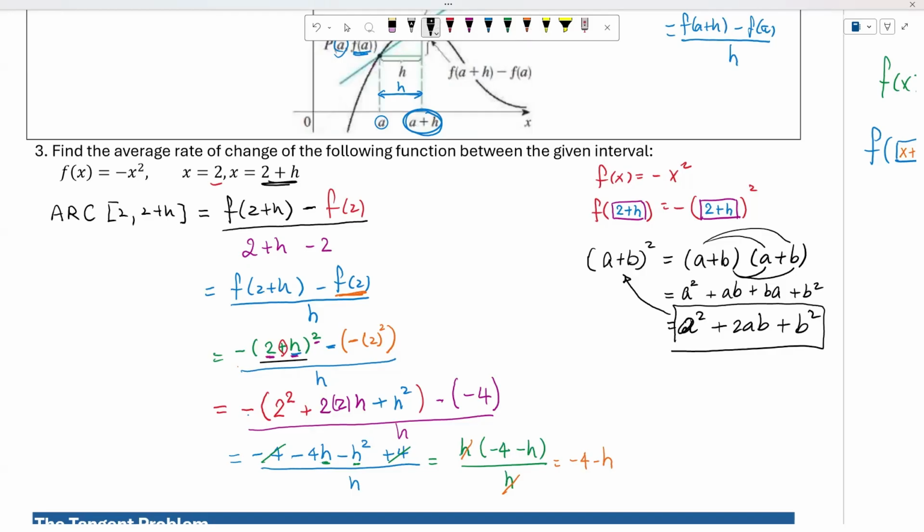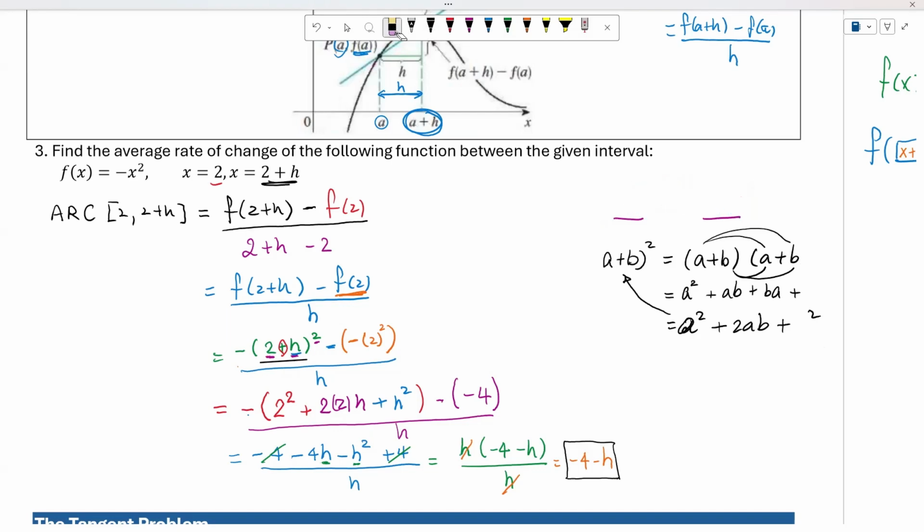Now, let's see what this expression right here, negative 4 minus h, means. And now let me erase this stuff first.